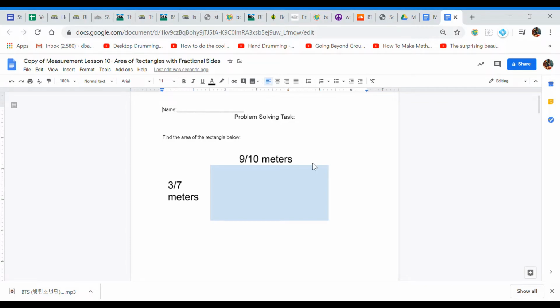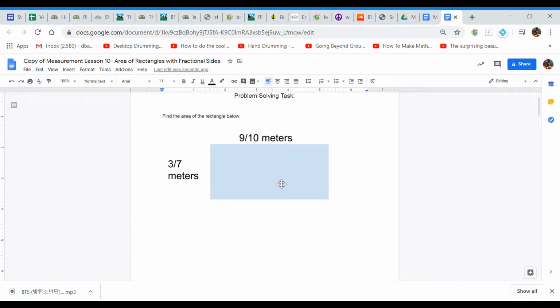All right, here we go again. We are looking at our problem solving task. We see we have an area of a rectangle below. It's 3/7 meters and 9/10 meters. Question is, what is the area of this rectangle? And we should know how to do this already based on skills we've learned from the whole year. So put it together, try it right now to solve it for yourself. Go for it.